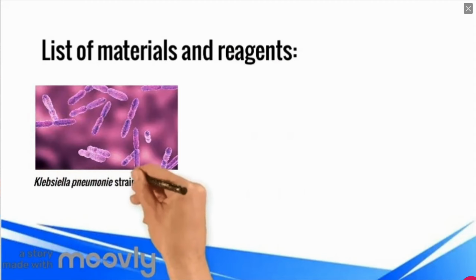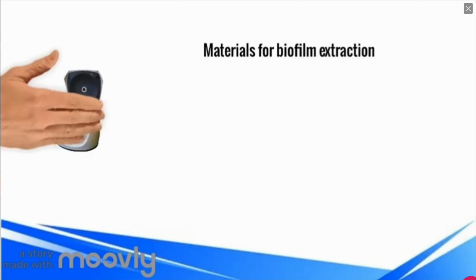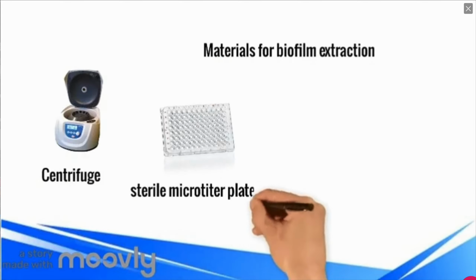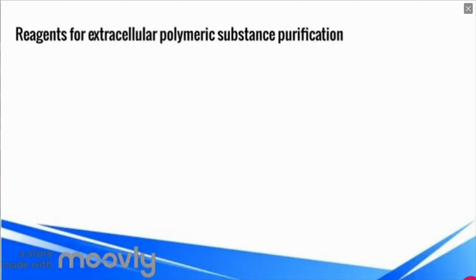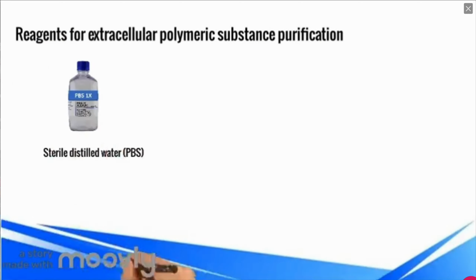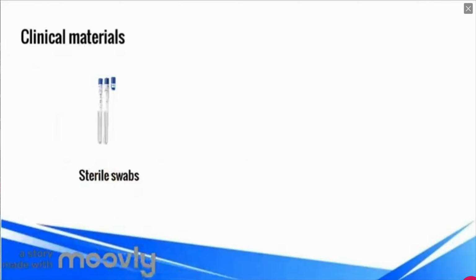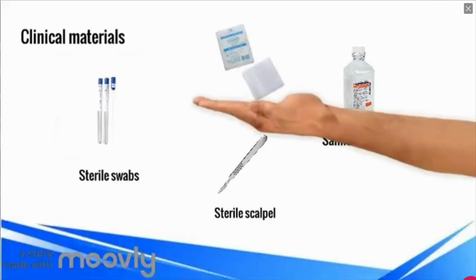List of materials and reagents. We will need Klebsiella pneumoniae strain cultivated to produce biofilms, tryptic soy broth and sodium chloride. Materials for biofilm extraction: centrifuge, sterile microtiter plate, shaker and 37 degrees Celsius incubator. Reagents for extracellular polymeric substance purification: sterile distilled water, PBS, collagen, and growth factors. Clinical materials: sterile swabs for sample collection, wound dressings, sterile scalpel, saline solution for wound cleaning.